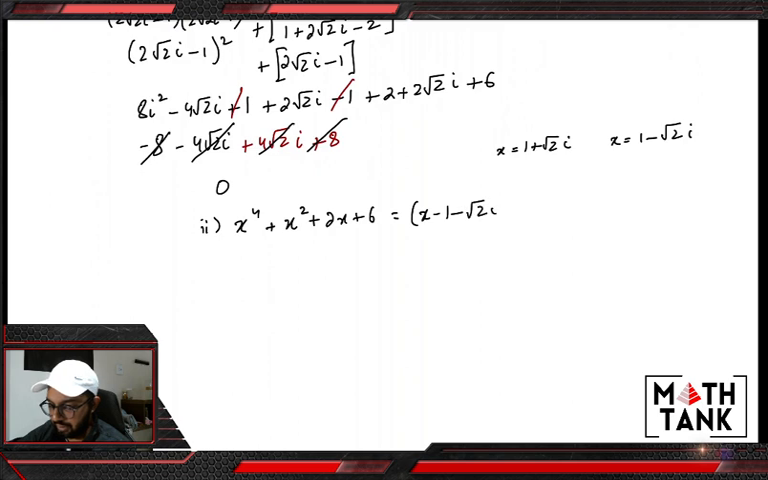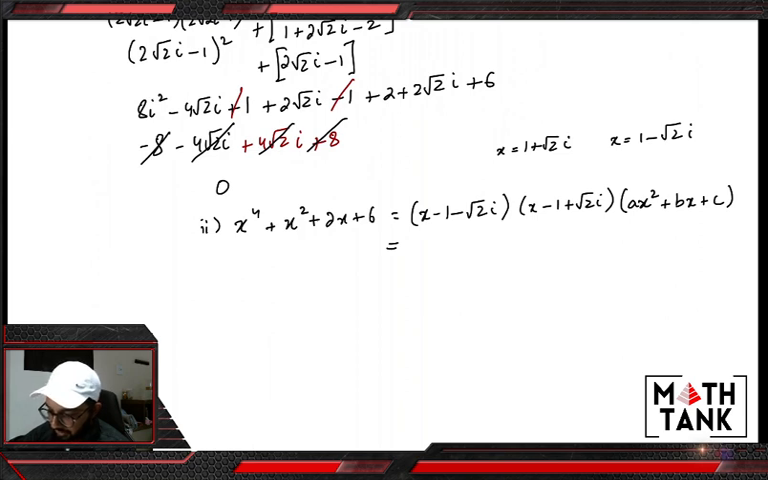So I'm going to say x minus 1 minus root 2i and x minus 1 plus root 2i were the two roots, the two factors that I had. Apart from that, there's going to be another quadratic factor because I need to make an equation with degree 4. So I'm going to use that information now on the right hand side to expand first, and then I'm going to do a comparison for these.